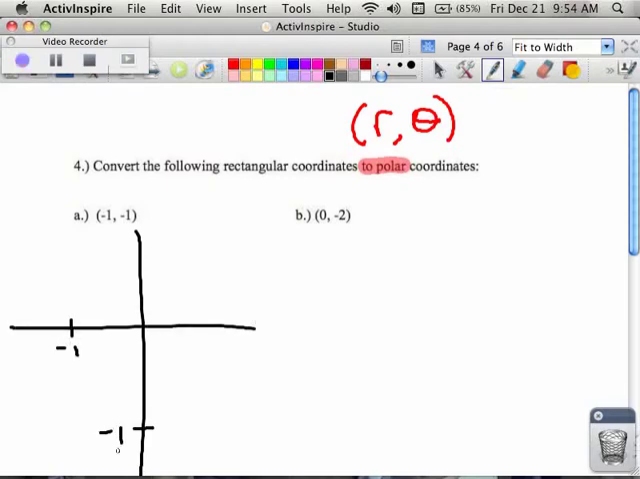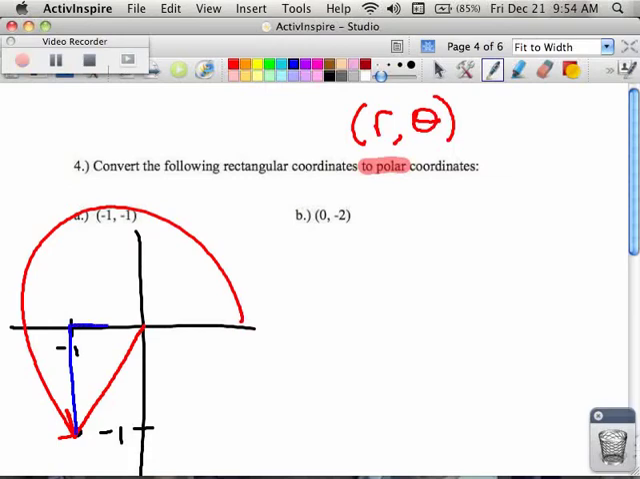-1, -1. Here's where I'm trying to end up. Which means I have to spin all the way around to here, walk out a certain distance. That's where I need to end up. Oh, look. This looks familiar. Triangle. 1 and 1. Man, the two sides are the same.